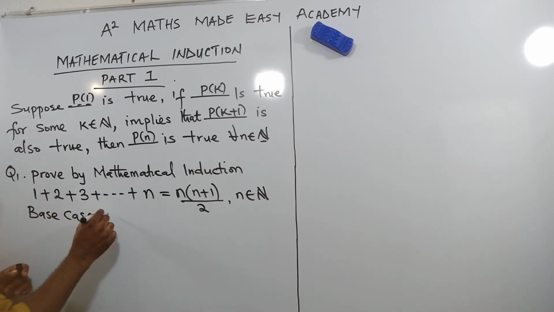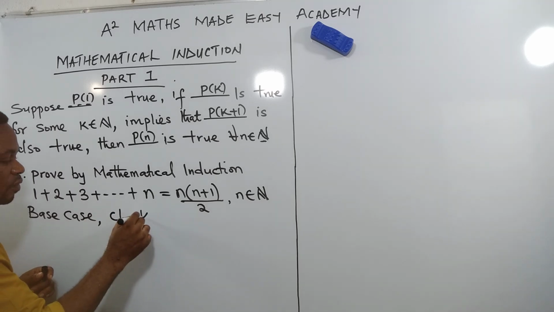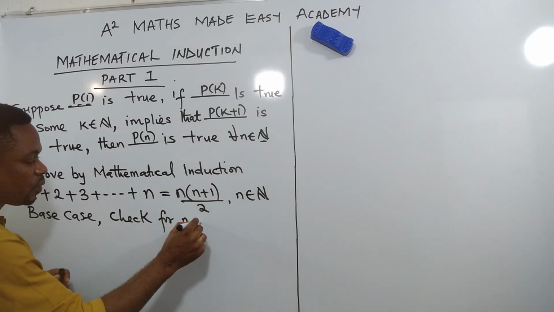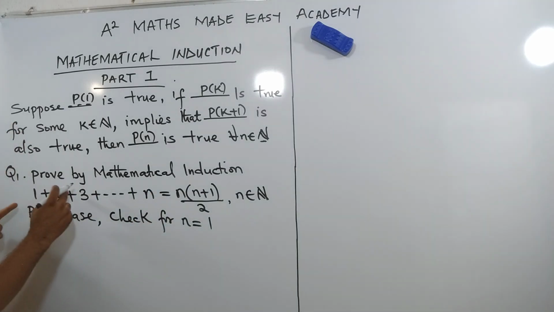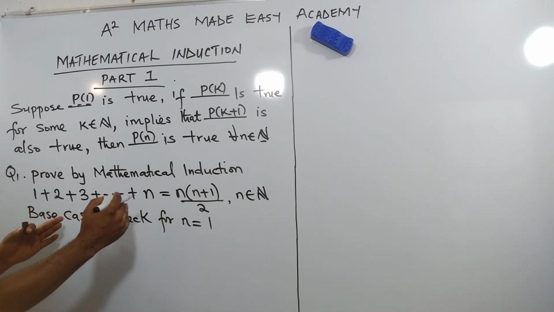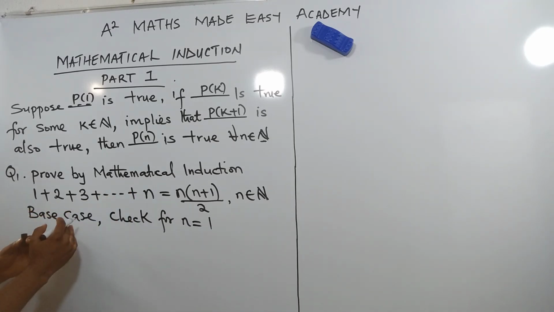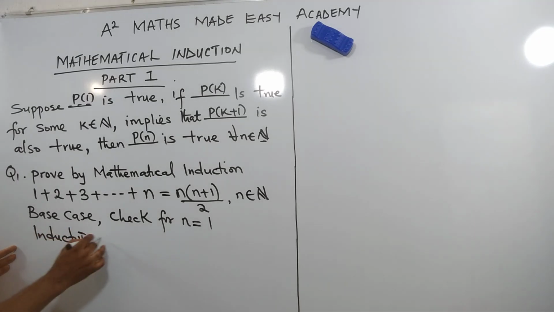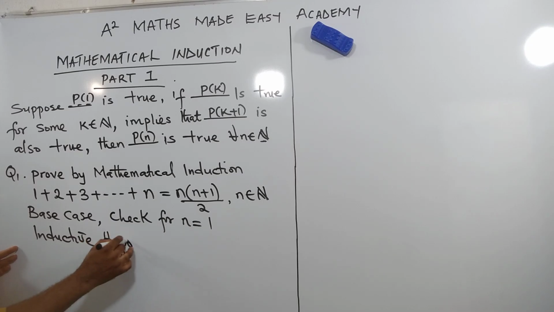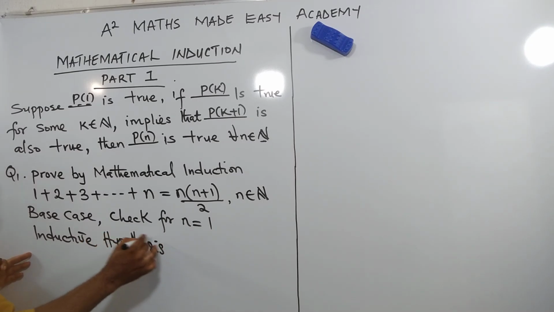The base case simply means you should check for n equal to 1, both on the left hand side and on the right hand side, to know if they correspond. If the results on both sides correspond, it means that the base case holds. Am I communicating? Then the next one is what we call case 2. We call it the inductive hypothesis. Are you with me now?